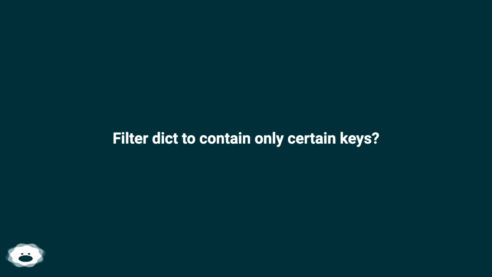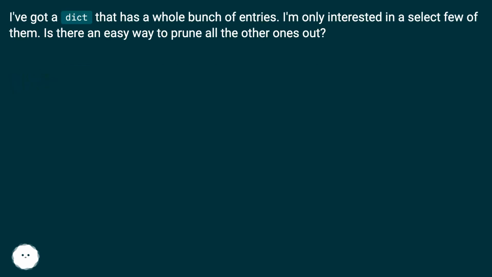Filter Dict to contain only certain keys. I've got a Dict that has a whole bunch of entries. I'm only interested in a select few of them. Is there an easy way to prune all the other ones out?